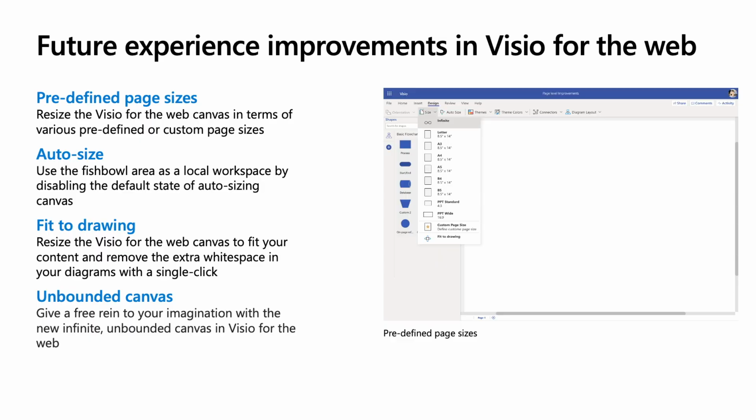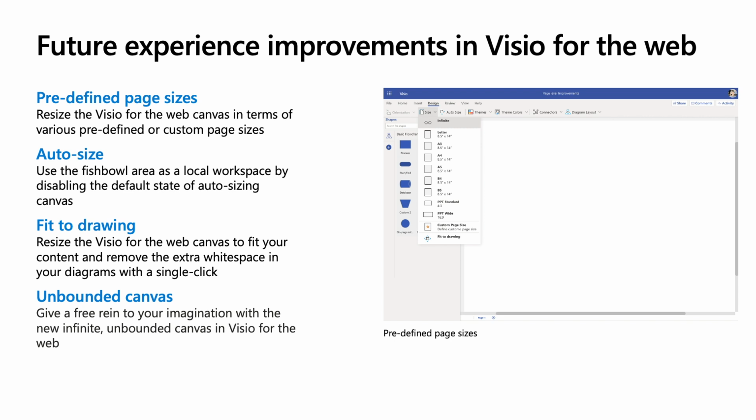Talking about the future experience improvements in Visio for the web. We have been hearing a lot of asks around how Visio for the web canvas is limited in terms of its size. That is, currently we just have A4 canvas size enabled by default in Visio for the web. With this experience improvement called page level improvements, we will be adding various features to the Visio canvas.